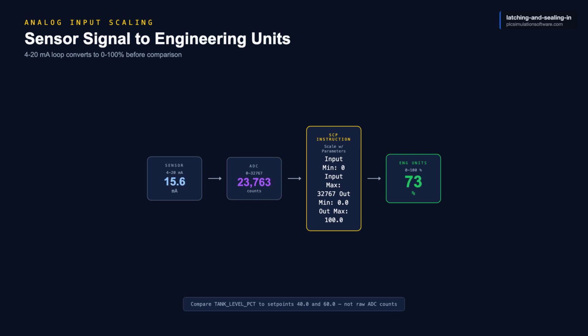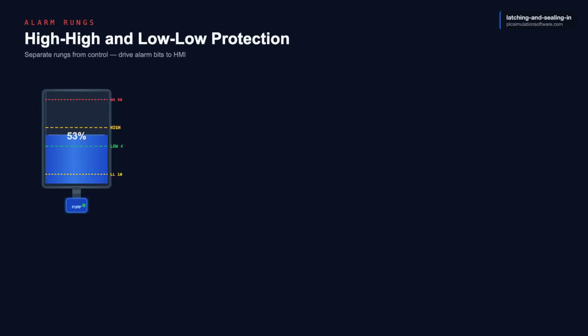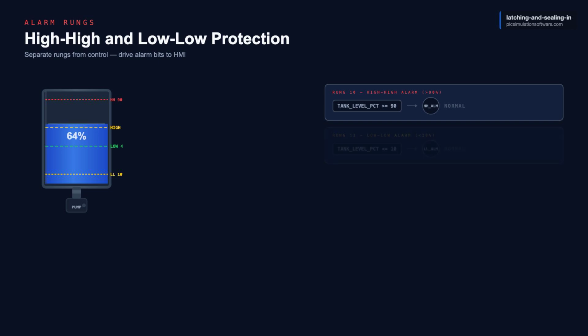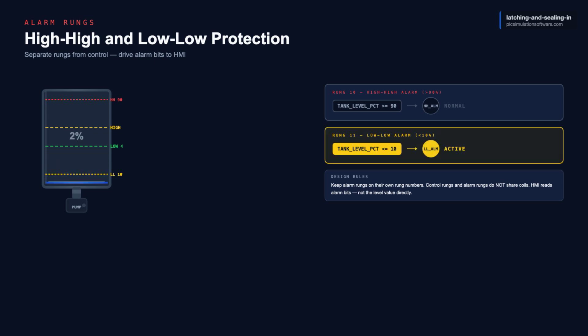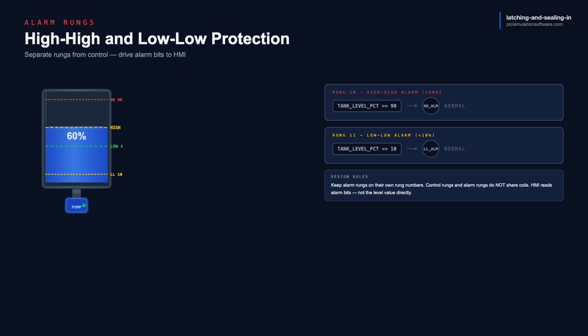Real plant tanks need alarm rungs in addition to normal control. A high alarm. Level critically high, force shutdown. Set the threshold above the normal high set point by a safety margin. If normal high is 60%, high-high might be 90%. A low alarm. Level critically low, force shutdown. If normal low is 40, low-low might be 10. Both drive critical status bits that the HMI picks up and the operator notification system displays.